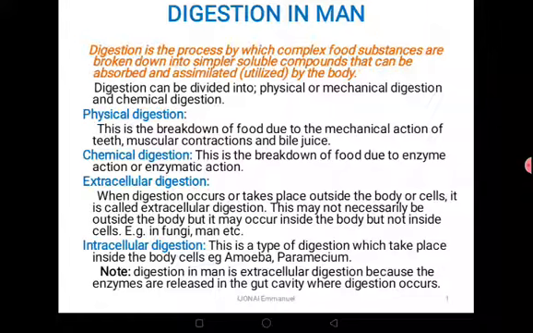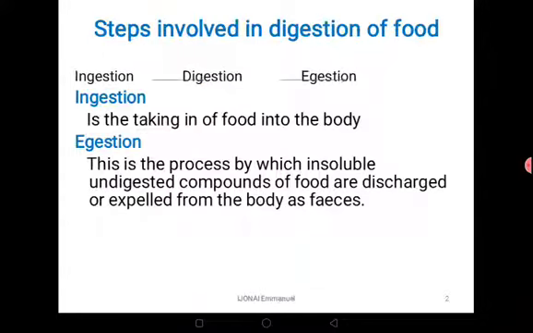There are cells that produce enzymes, but these enzymes don't act inside those cells. They are secreted, they are released, and then they will act far away from the cells in an environment outside the cells. For example, in the gut, in the alimentary canal. Now, that kind of digestion is called extracellular. So, in man, digestion takes place outside the cells. That is important for us to note.